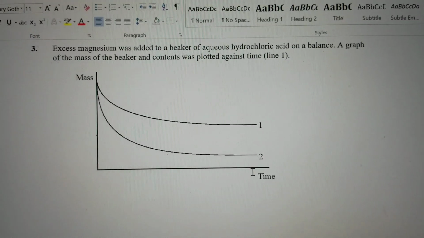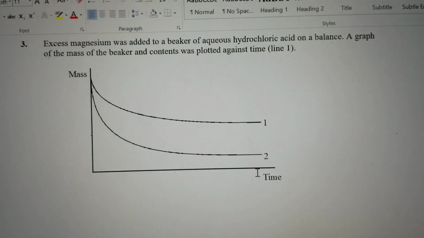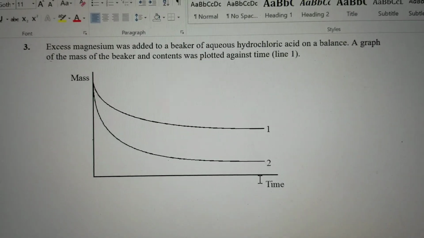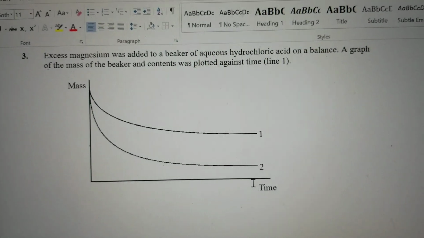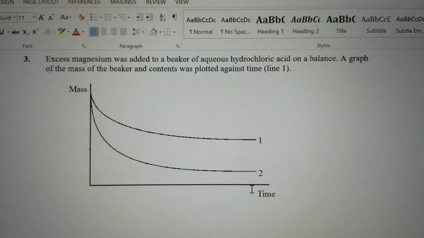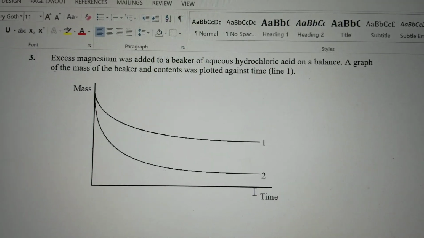I got some questions on topic 6, paper 1. So we're going to start with number 3. And I want you to see that it says that excess magnesium was added to a beaker of aqueous hydrochloric acid on a balance. A graph of the mass of the beaker and contents was plotted against time.